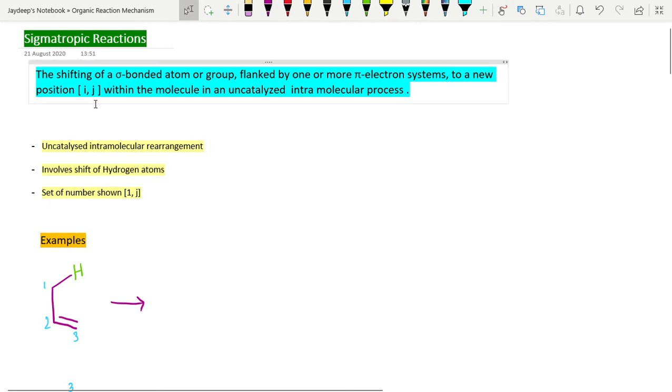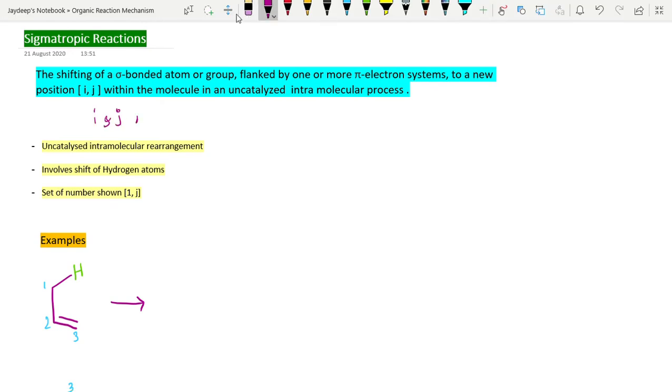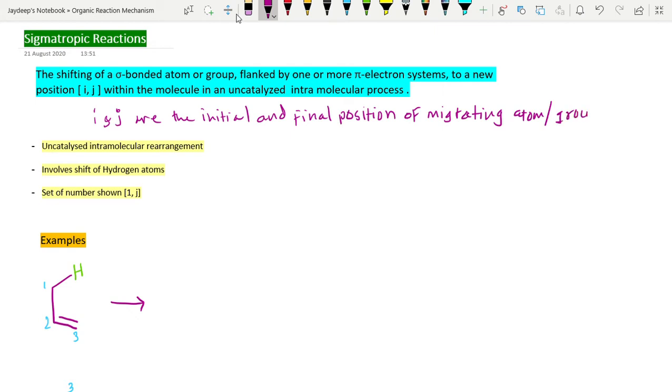So this i and j are the initial and final position of the migrating atom or groups. So the i and j represent the initial and final position of migrating atom or groups.